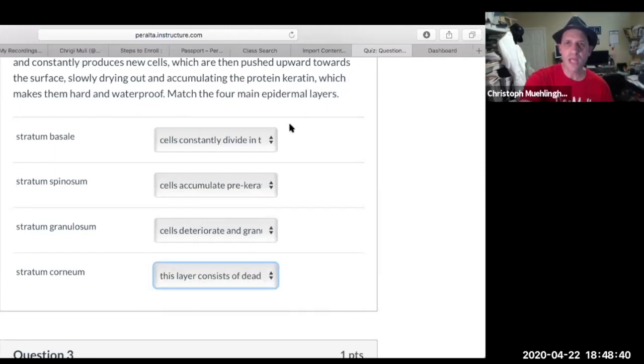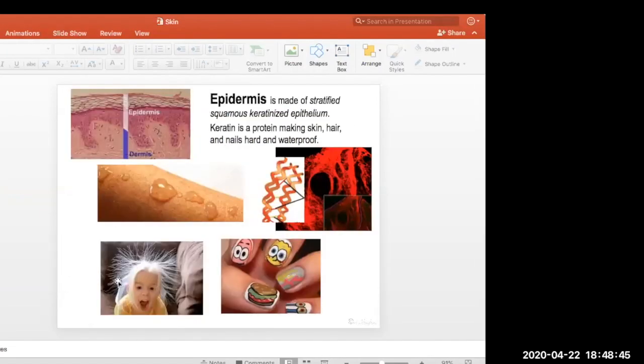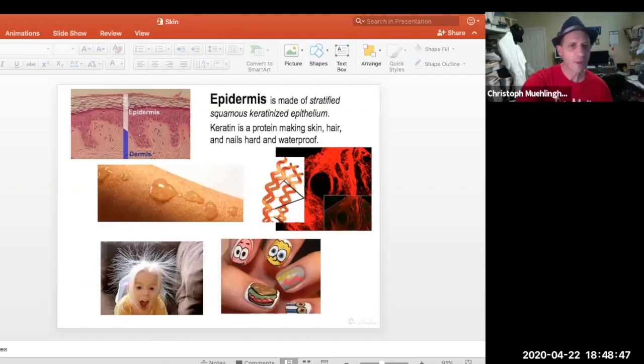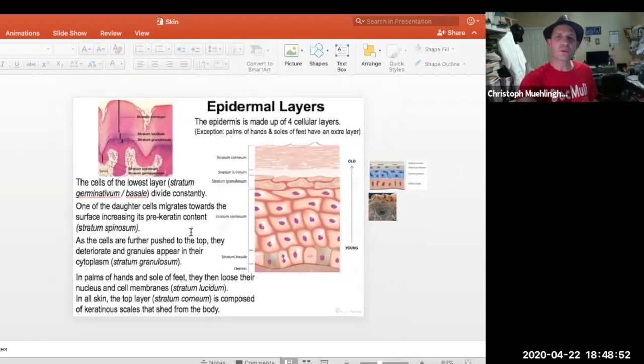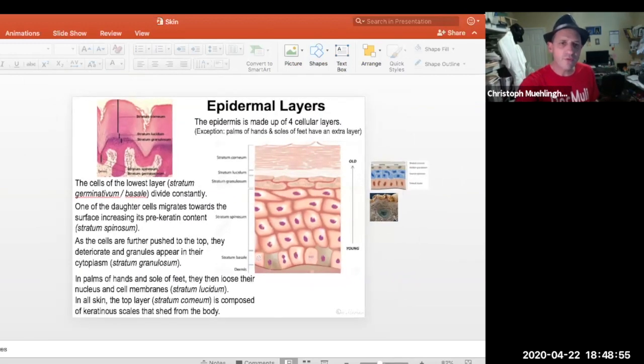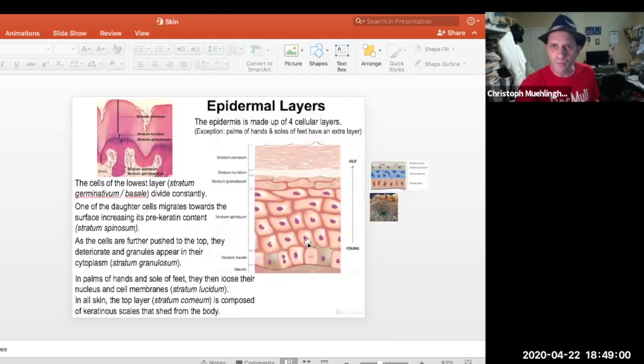So when we look at the slide for that, wasn't that cute? Or SpongeBob. Anyway, I guess I wrote that when I was into SpongeBob. Where do I have a better picture than that? No, that's not a bad picture. That's the basale. That's where we divide. That's the spinosum. That's where we make this keratin, and that's the granulosum. It looks a little more granular, like dotty. And those are the keratins, which makes it waterproof. And then the top layer is just fluffy dead cells.